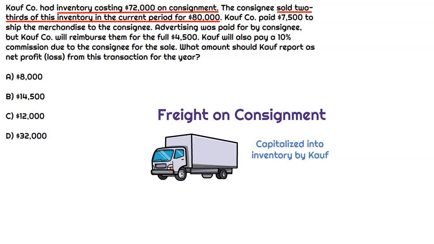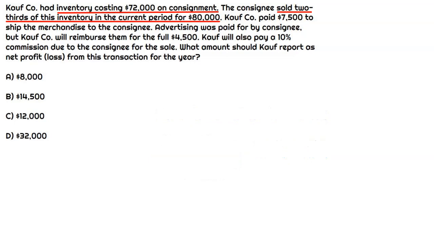Now, I know we talk all the time about freight out being a period expense and not a capitalization expense for inventory, but in this case, because it's a consignment relationship, we will capitalize those freight costs onto the consigned inventory. Now, Koff is also reimbursing the consignee for $4,500 of advertising expense, and then they're also going to pay them a 10% commission on the consignment sales, which is that $80,000.